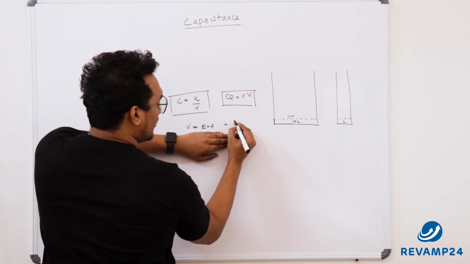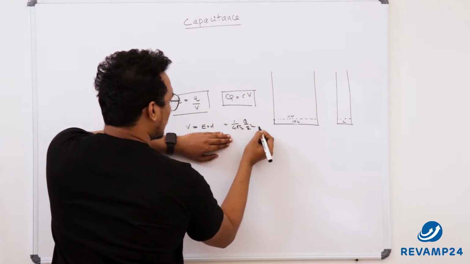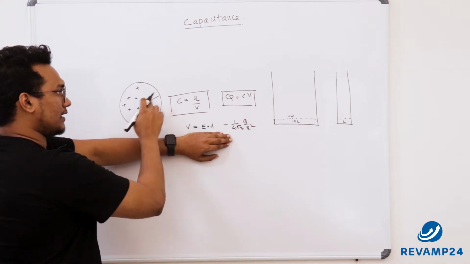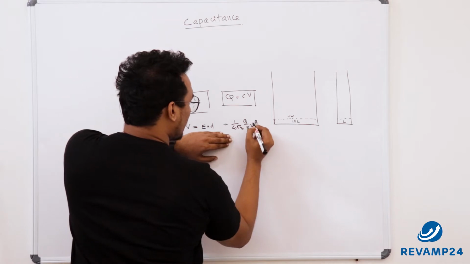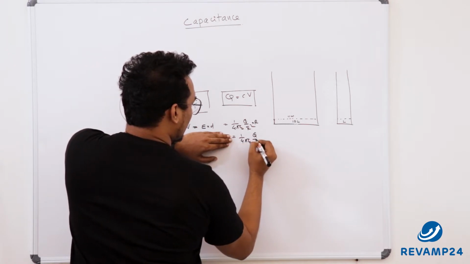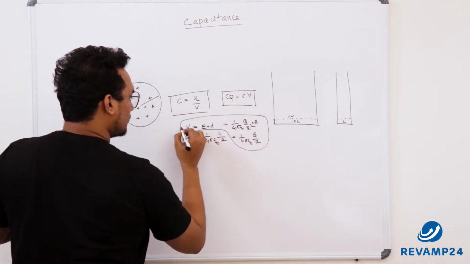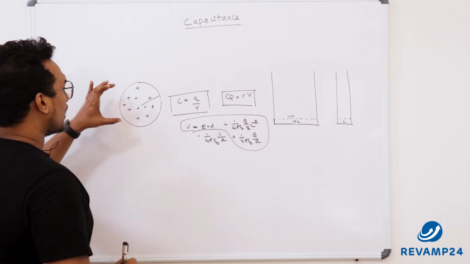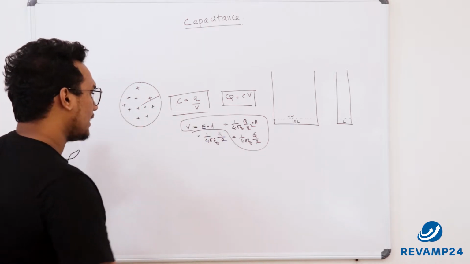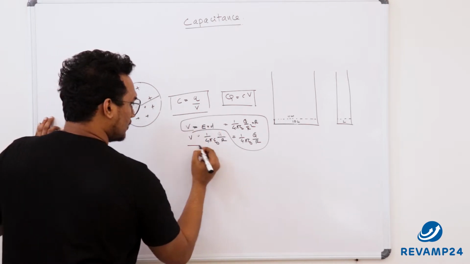What is that? 1 by 4 pi epsilon 0 Q by R square is the value of E, and here the distance is nothing but R. Multiply it this way and you will get 1 by 4 pi epsilon 0 Q by R. So next time onwards, without doing it this way, you should be able to write the potential on the surface of a sphere as 1 by 4 pi epsilon 0 Q by R. This we have learned.